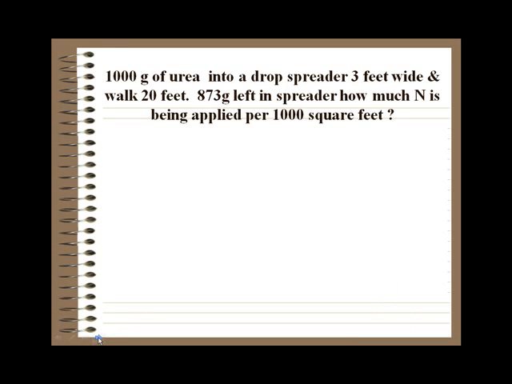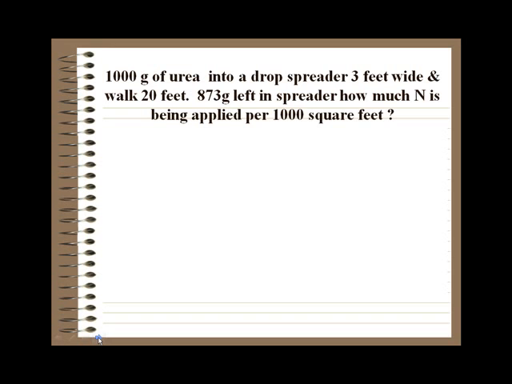So if you have 100 grams of urea in a spreader, 3 feet wide, and walk 20 feet, and then you weigh it again, and there's 873 grams left, so how much nitrogen was put out per 1,000 square feet? There's four simple parts to this problem. You need to do each part alone, slowly, one at a time, keeping track of the units. I guarantee you, if you do not put down your units when you do math, it's wrong.